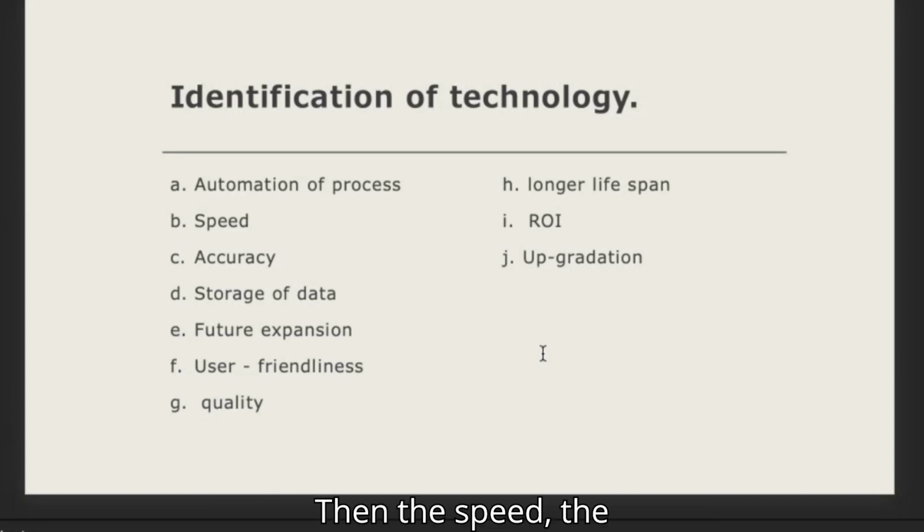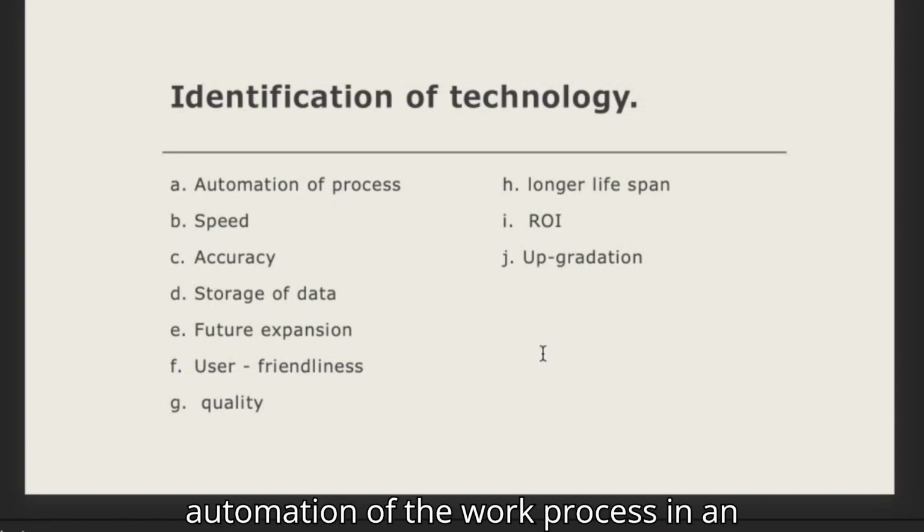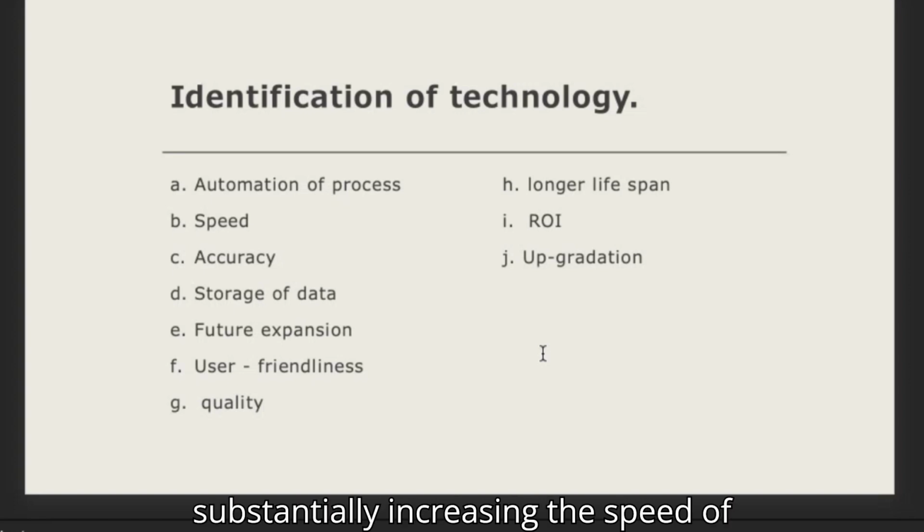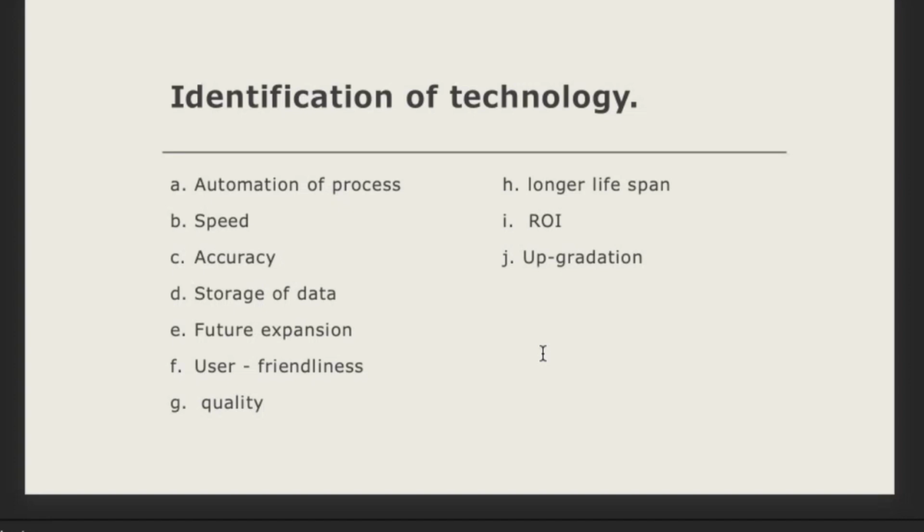Then the speed. The automation of the work process in an enterprise should lead to substantially increasing the speed of completion of the tasks. That is not linear, but at exponential speed. Please understand this. That is 10x times it must increase. That's what it says.